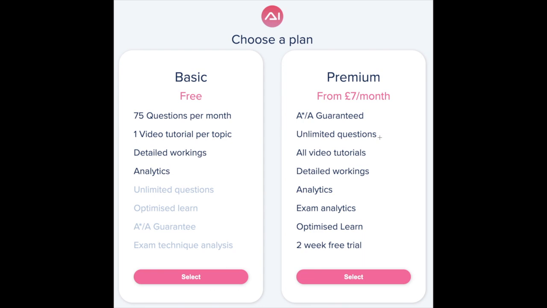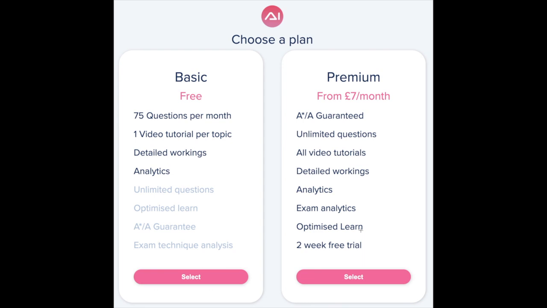Also, with Premium, you'll get access to an unlimited number of questions. There's no cap on the number of questions that you can complete. You'll also get access to all of the video tutorials, detailed workings for all of the questions that you complete, access to all the analytical features, access to the exam analytics, optimize learn, which is basically after a bit of time, the system will be able to identify your strengths and weaknesses, and it will then personally optimize the questions for you. So, again, another really great revision tool.